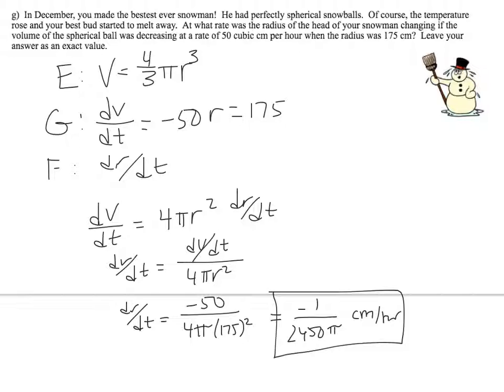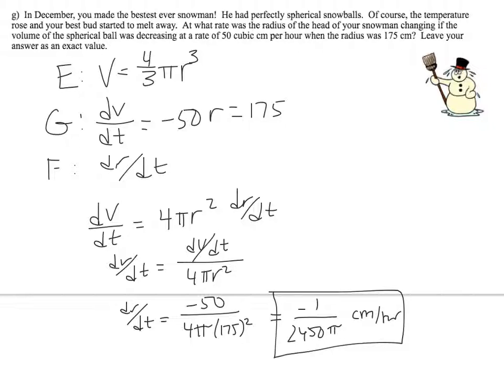Alright, so doing this one out, using the 4/3 pi r cubed equation, given dv dt is negative 50 and r is 175, we're looking to find dr dt. So I solved my related rates equation for dr dt, which is dv dt divided by 4 pi r squared. And by substituting in the negative 50 and the 175, I get negative 1 over 2,450 pi centimeters per hour. So not a lot, but it is decreasing at a very small rate per hour. And that's the end of related rates.